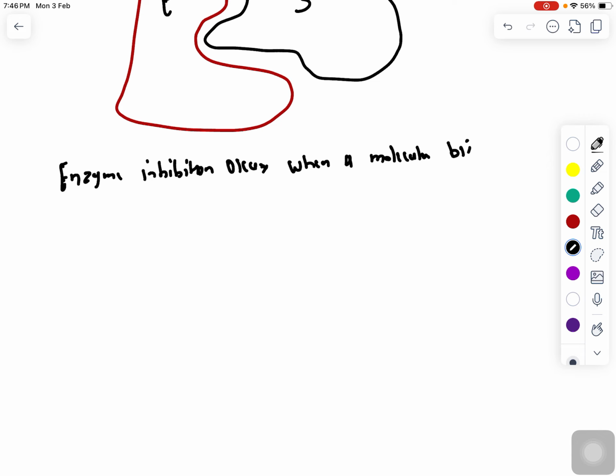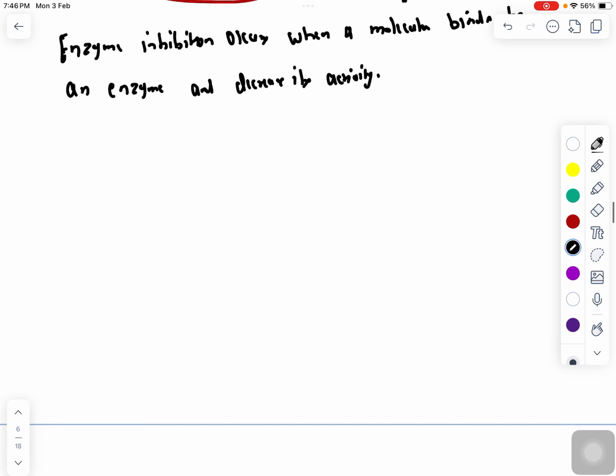when a molecule binds, this molecule being your inhibitor, binds to an enzyme and decreases its activity. That's it.